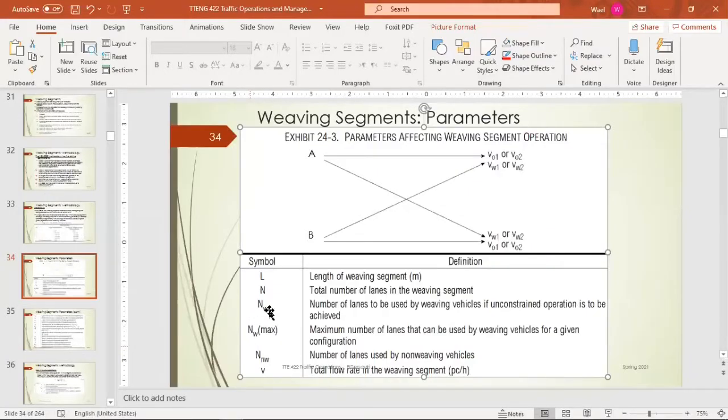Okay. NW, that's the number of lanes to be used by weaving vehicles if unconstrained operation is to be achieved. We'll discuss this later. NW maximum, that's the maximum number of lanes that can be used by weaving vehicles for a given configuration. And NNW, that's the number of lanes used by non-weaving vehicles. Okay. V, that's the total flow rate in the weaving segment, which is basically the total of all these volumes, VA plus VP.